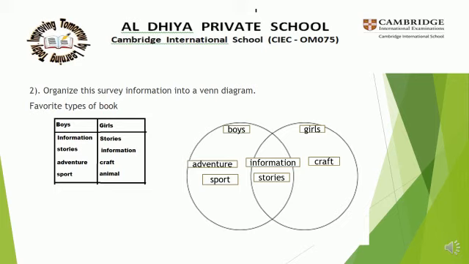Next one is animal books. Do boys like the animal books? Did they give anything like that? No. Only girls like that. So write animal books in the girls circle. Okay students. This is the way to enter the data in Venn diagram. You all understand this? Okay. I hope you all understand this.